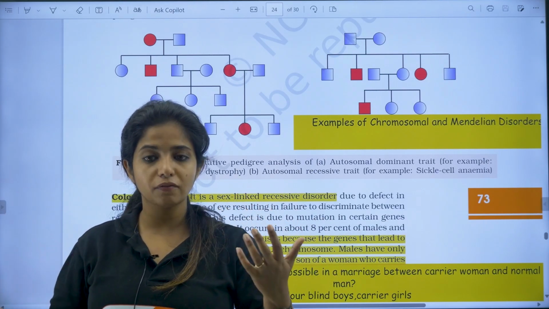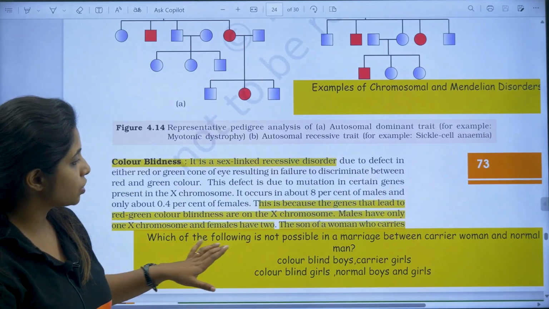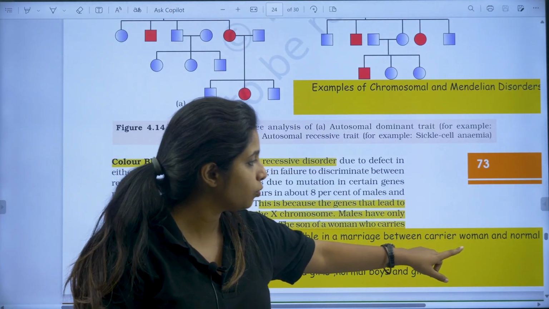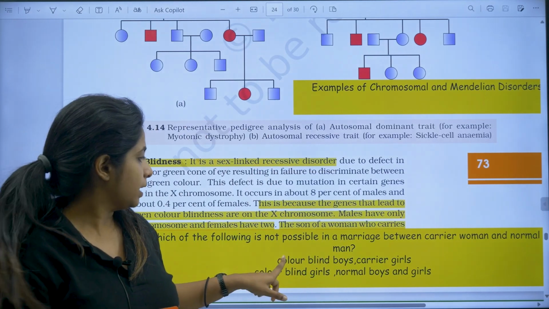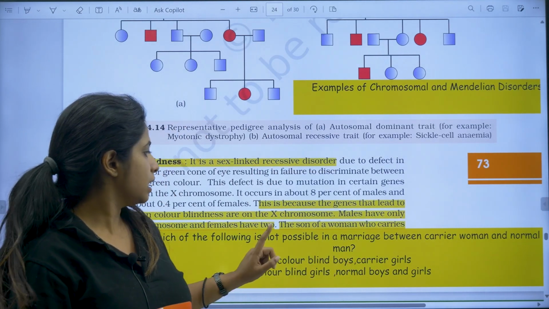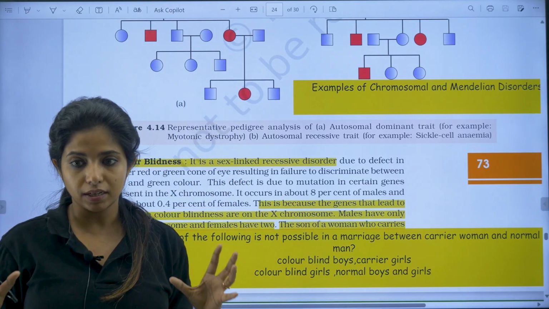Okay, females will also be affected if both of the X chromosomes are having a problem. So this is the question: which of the following is not possible in a marriage between a carrier woman and a normal man? Okay, I have solved it in Brahmastra. Color blind boys, carrier girls, color blind girls, normal boys and girls. So you have to make a cross and let us understand.